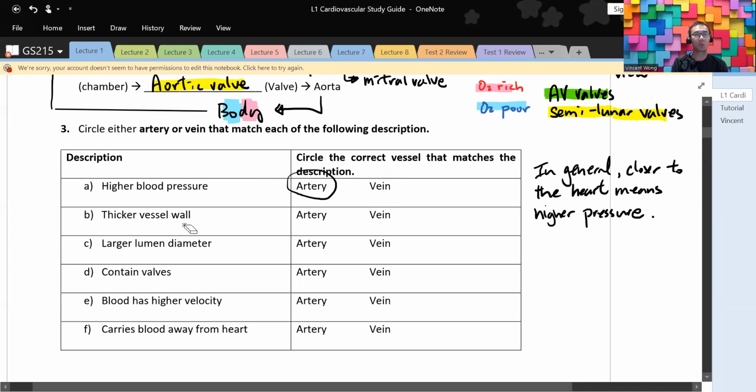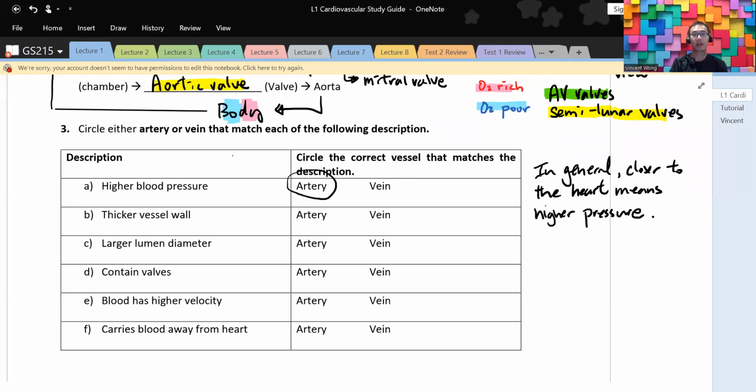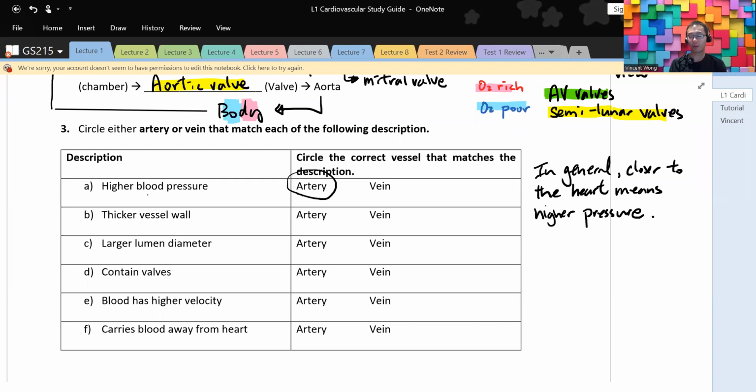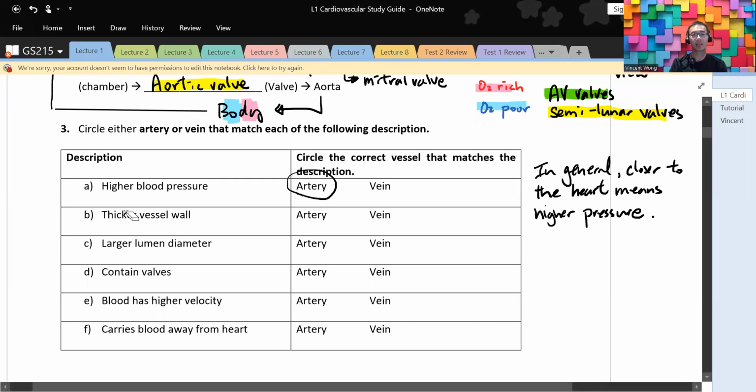Thicker vessel wall, right? So just going along the same line, if the artery has very high pressure within itself, then you would need to have a thicker wall to prevent it from bursting, right? Okay, if the wall is very, very thin, then it's easy to rupture with high pressure. So that's why thicker walls, artery. Okay.